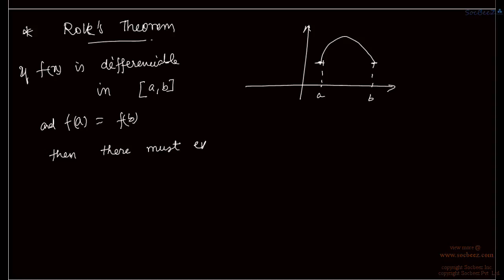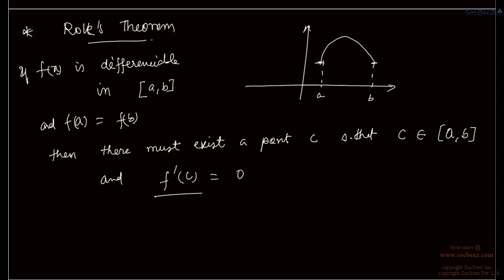there must exist a point C such that C lies in the interval a to b, okay, and f dash c is equal to 0. That means there must lie a point C at which the slope of the tangent is 0. Okay, so this is Rolle's theorem.